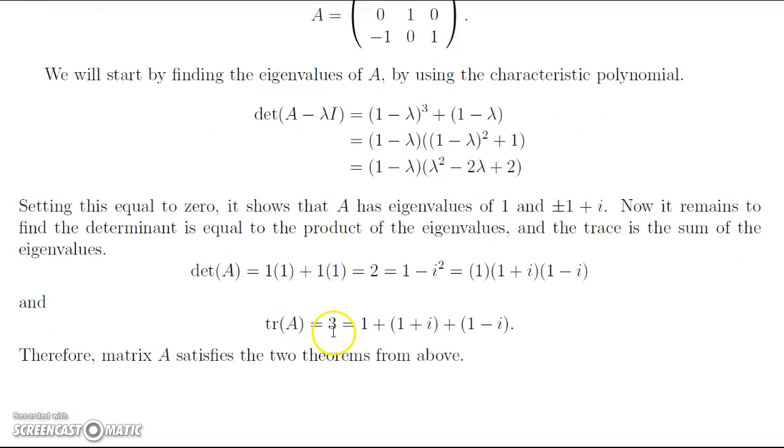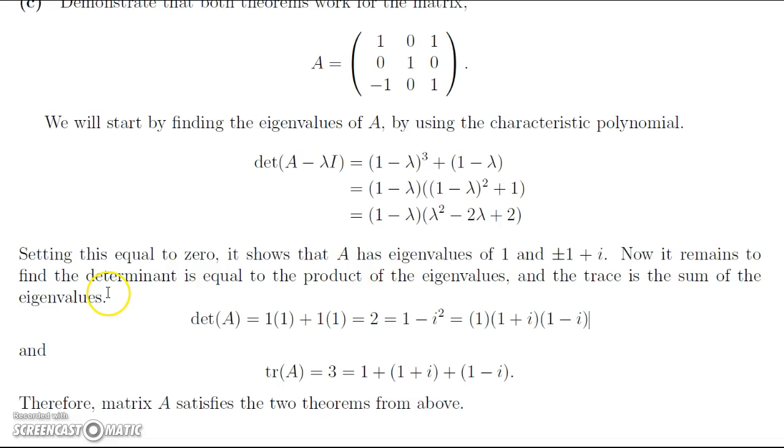And similarly, we can look at the trace, and the trace is equal to 3 because we just have 1 plus 1 plus 1. And this is also equal to 1 plus (1 plus i) plus (1 minus i). The i's go away. So, therefore, matrix A satisfies the two theorems from above.